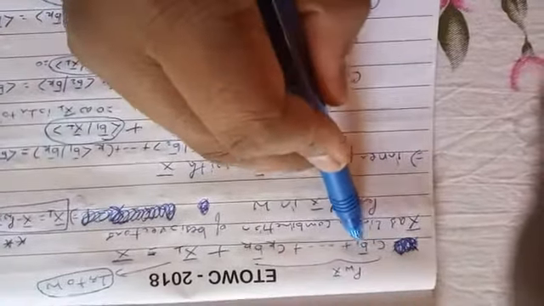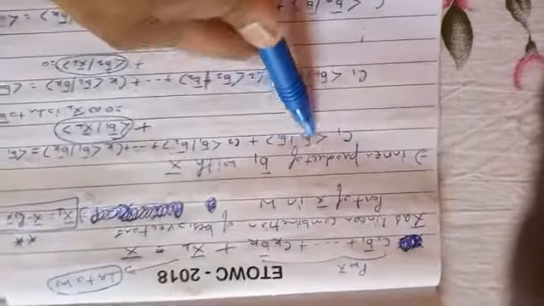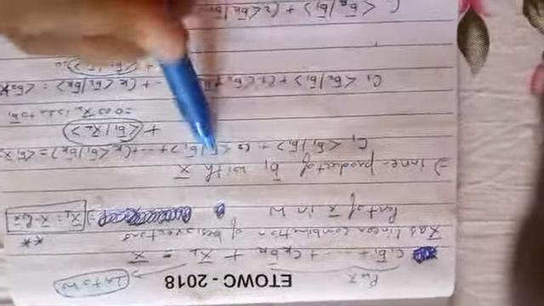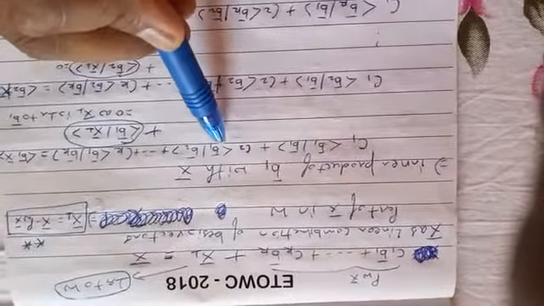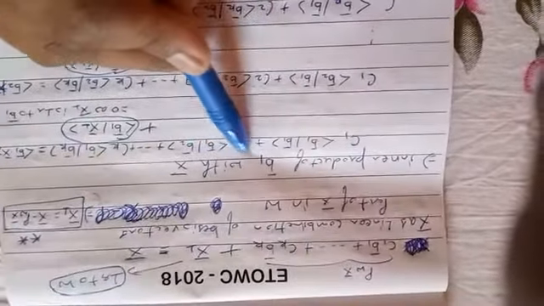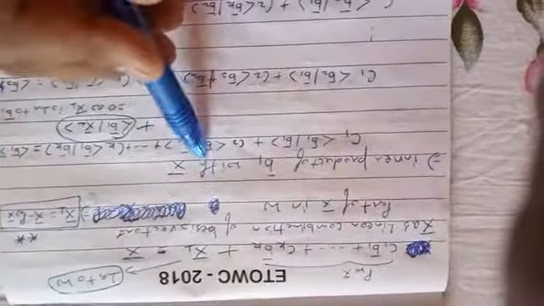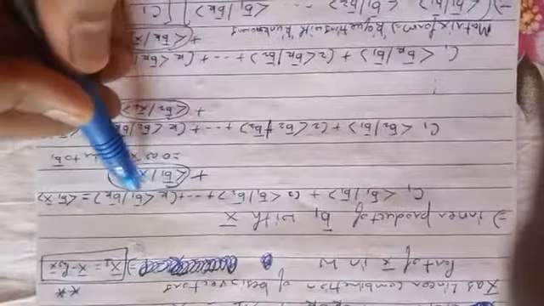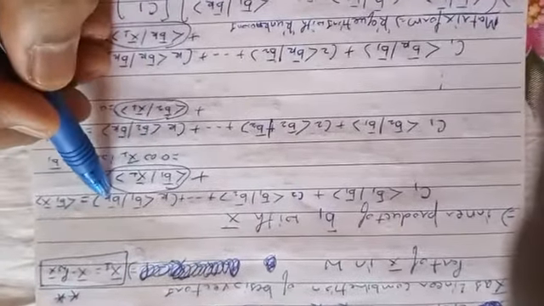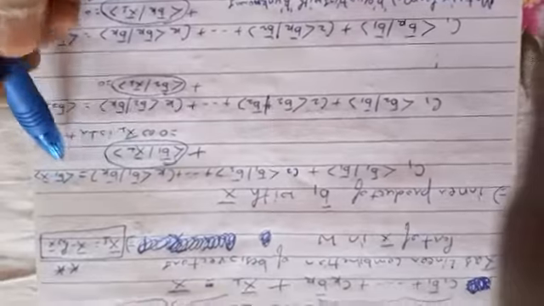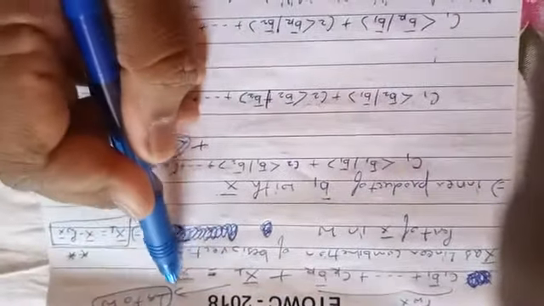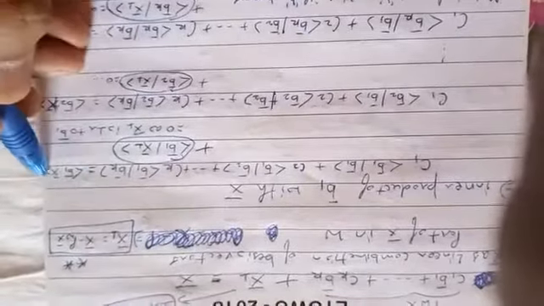So you have C1 times the inner product of B1 with itself, plus the next value, C2 times the dot product of B1 bar with the next basis, which will be B2 here, plus so on till Ck times the inner product of B1 bar with Bk bar, and that will be equal to B1 bar dot X bar. I'm finding the inner product.